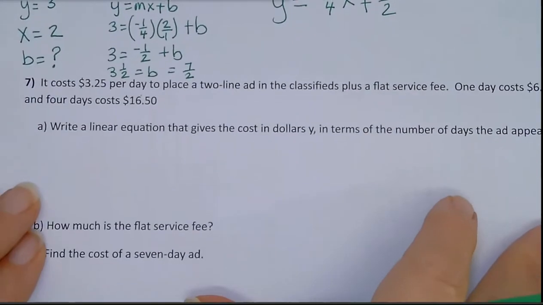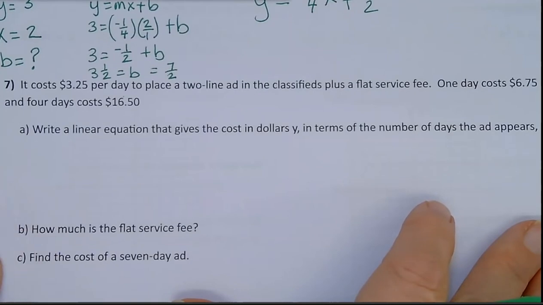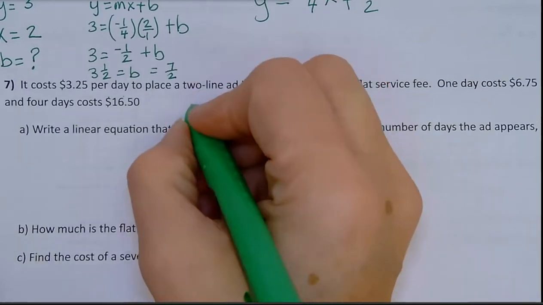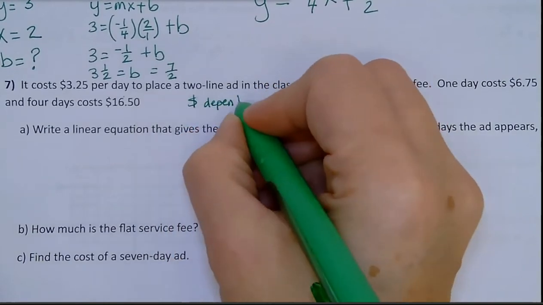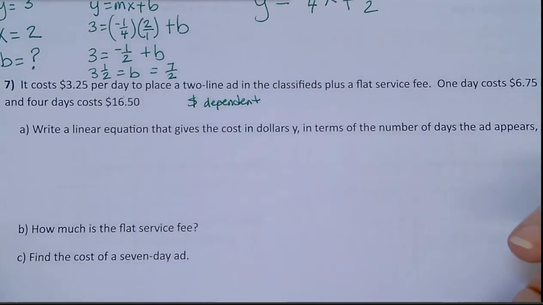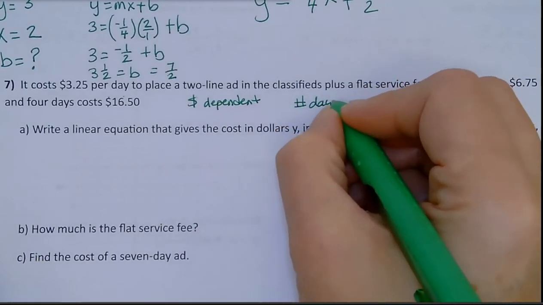All right, the next problem says it costs $3.25 per day to place a 2-line ad in the classifieds, plus there's a flat service fee. 1 day costs $6.75, and 4 days costs $16.50. So the amount of money I spend depends on how many days I have this ad in, right? So the amount of money is the dependent variable. It's going to be the y, dependent. It depends on the amount of days. So number of days is independent.